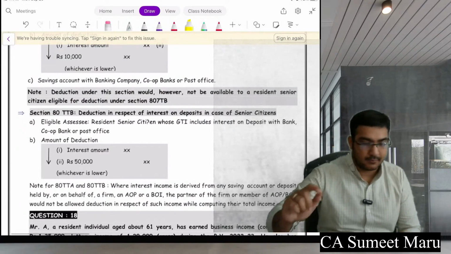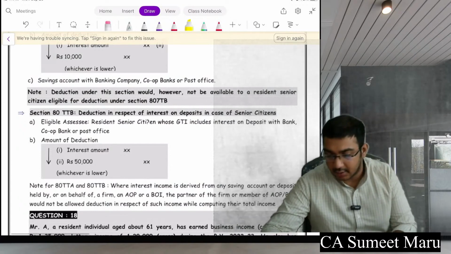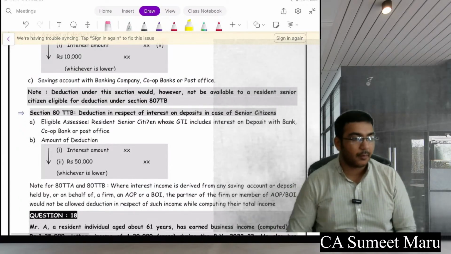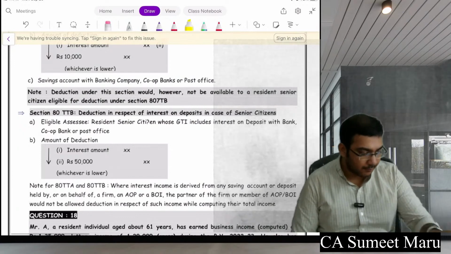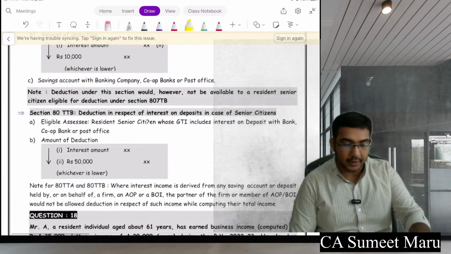Arey yaar. Yeah, just a minute. It just got stuck. Yeah, it's here now. Is it done?